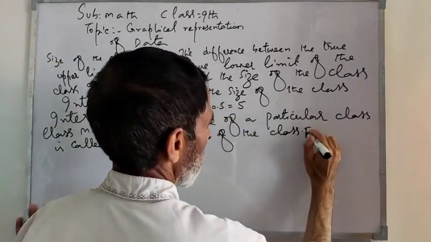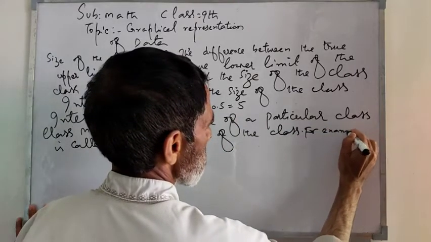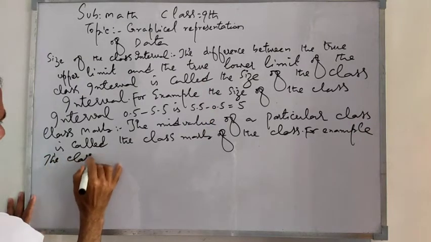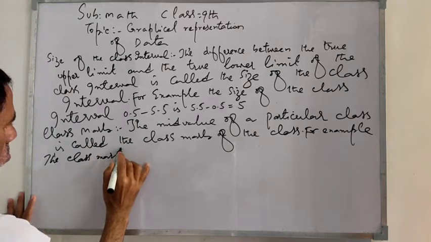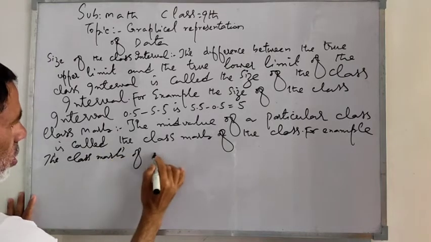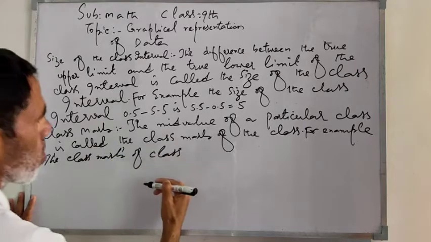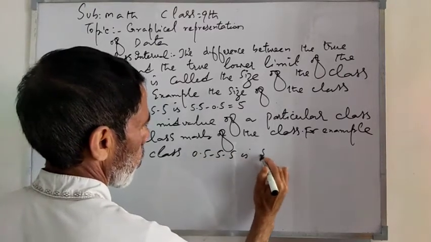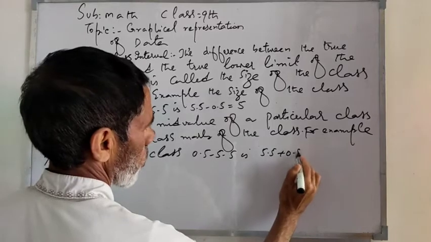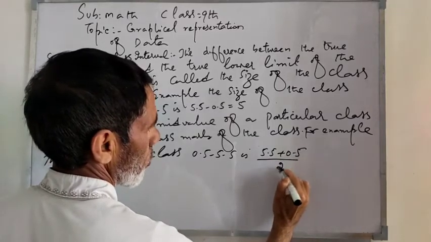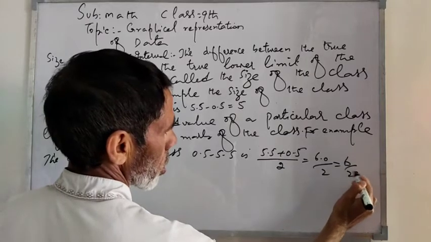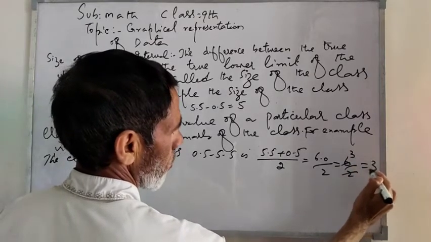For example, class 0.5 dash 5.5 is 5.5 plus 0.5 divided by 2, which is equal to 6.0 divided by 2, which is equal to 3.